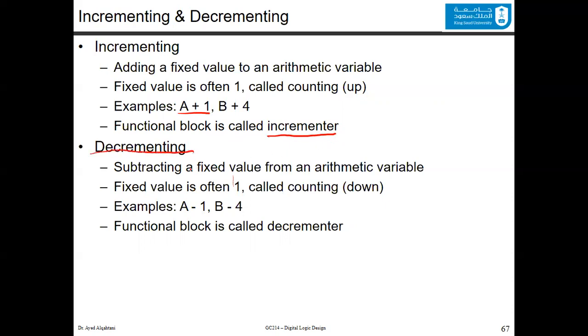Decrementing is actually subtracting a fixed value from an arithmetic value. Your fixed value is often 1, so increment or decrement by 1. This is also called counting down. So if you increment by 1, you are counting up. If you decrement by 1, you are counting down. The functional block is called a decrementer. It could be a decrementer by 1, by 2, by 3, and so on.